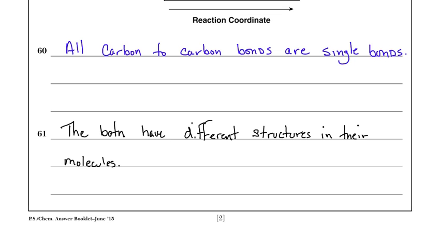So I say they both have different structures in their molecules. Again, you could say the molecule of compound B has an organic acid functional group, and a molecule of A has no functional group. A molecule A has only single bonds. Molecule B has one double bonded oxygen atom. There's so many different ways you can describe how the structures are different, but that's the bottom line. Structure is king. Number 62.